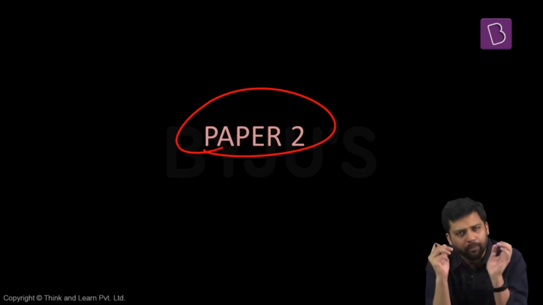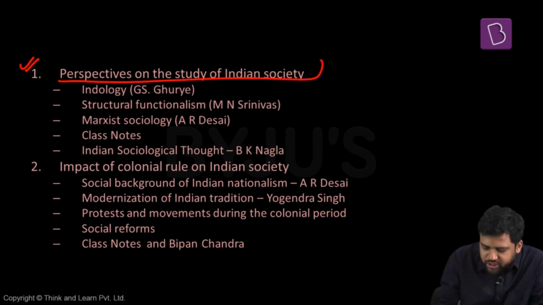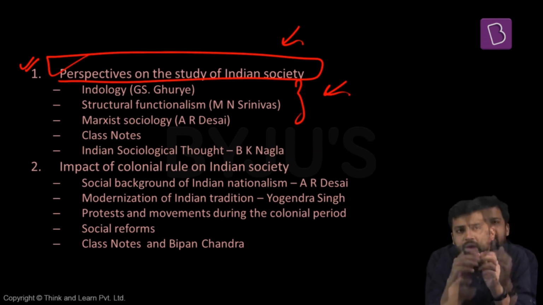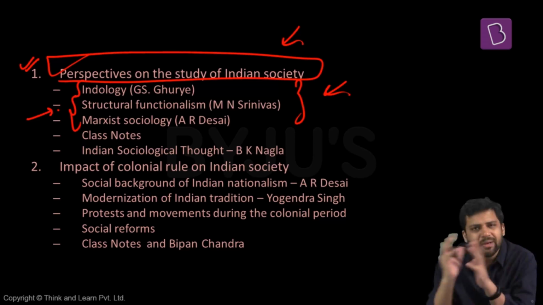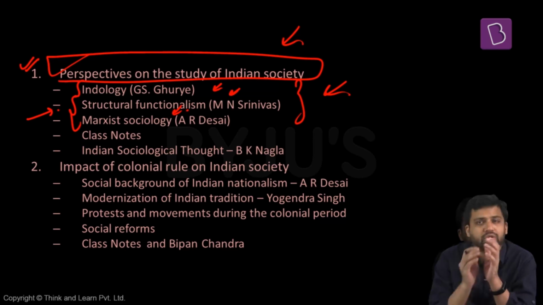So what all needs to be covered for paper 2? The first chapter in paper 2 is perspectives on the study of Indian society. This particular topic is nothing but Indian thinkers. Different thinkers have studied Indian society from different perspectives, and we will see all these perspectives. The methods they have employed are different: ideology, structural functionalism, Marxist sociology. Three different strands of thought.